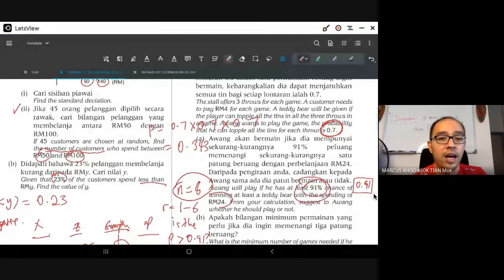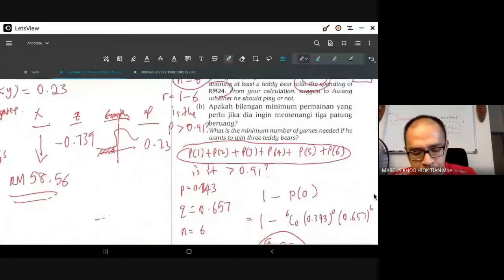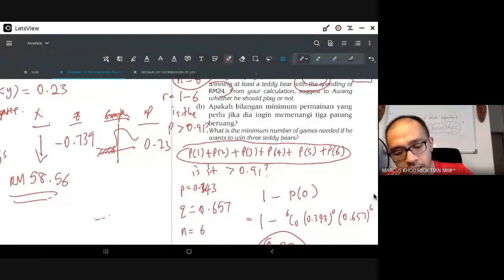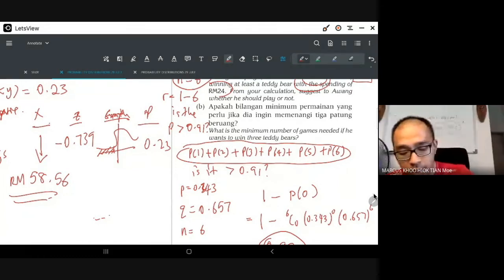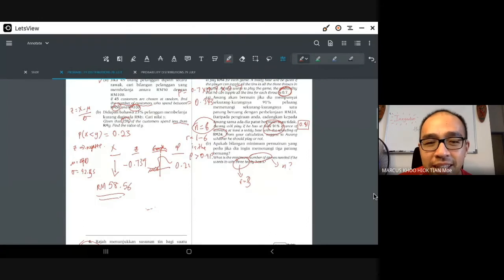Alright. Question B. What is the minimum number of games needed if he wants to win 3 teddy bears? Kalau dia mau menang 3 teddy bear. So in this case, what do we have to do? Well, I'm thinking 3 as well, but there is a catch to that. If you say 3, means the probability that he's going to get every time is 1, which is not. The probability that he's going to win is 0.7 times 0.7 times 0.7, which is 0.343.